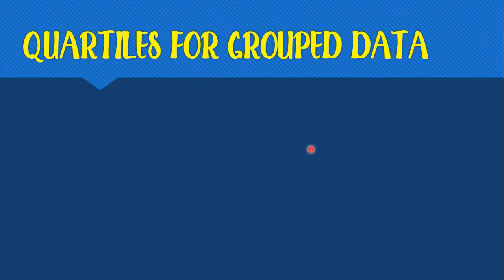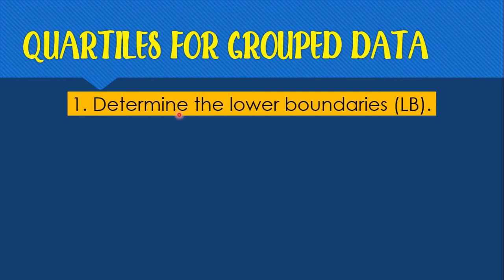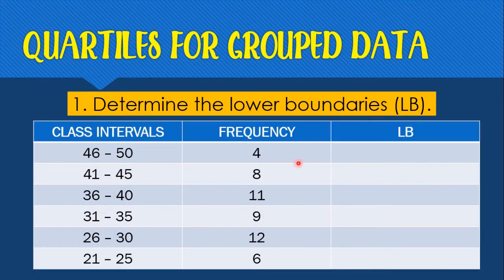In computing the quartiles of group data, we have to follow a certain formula. So the first step, we determine the lower boundaries or the LB. So given our table, from our given, this will be known as the class intervals, wherein we have here our lower limits and our upper limits. Now, since we are only looking for the lower boundaries, we can get this by subtracting 0.5 from our lower limit. So the first one is 21.